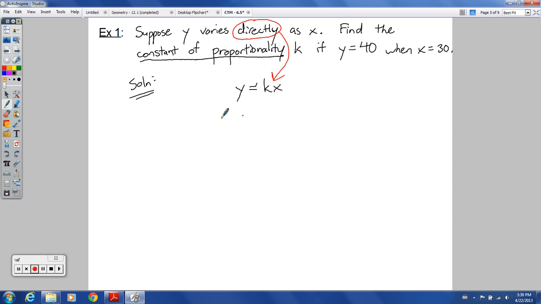We know that y is 40 when x is 30. So if I plug in 30 for x right here and 40 for y right here, I'll use parentheses for right now. We could rewrite this as just 40 equals 30k. That's more how we're used to seeing that.